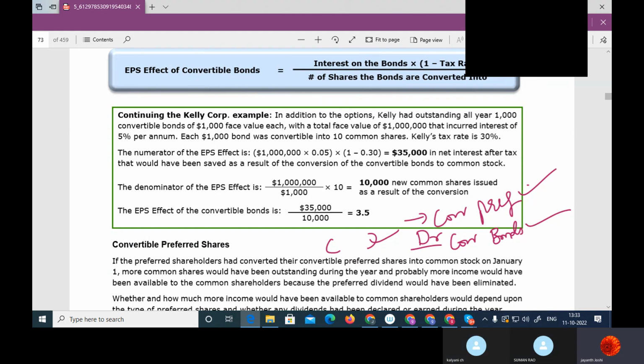But what about the numerator? Some effect has to be given in the numerator even. What is the effect which has to be given in the numerator? Suppose the convertible preferred stock has been converted into equity. Now in the future, will you pay dividends to preferred stockholders? No, of course. Now that dividend which you were supposed to pay to them would be paid to whom?